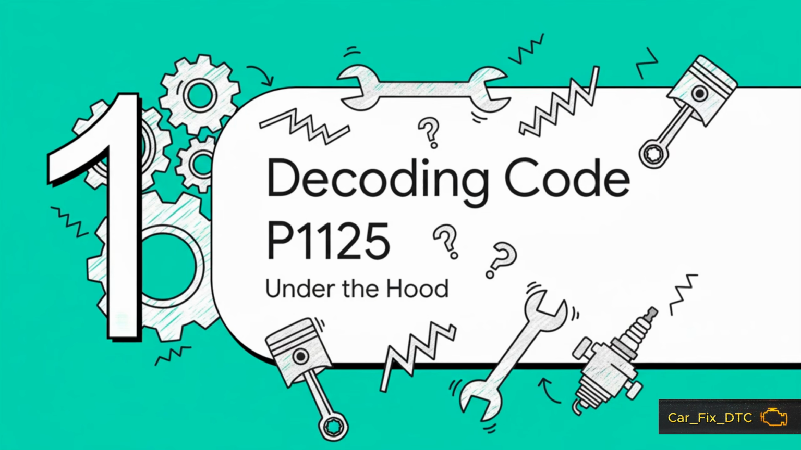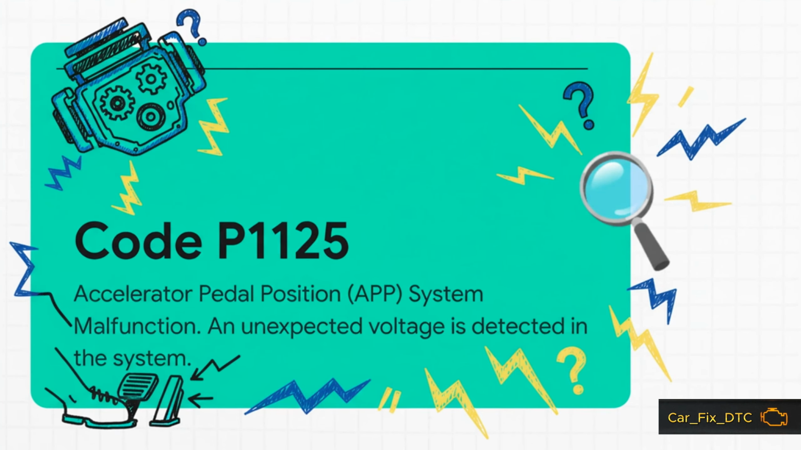Okay, so what is your car actually trying to say with this code? Let's decode the message and find out what's really going on under the hood. So, the fancy technical term is an accelerator pedal position system malfunction. But what does that really mean? In plain English, it means your car's computer, the brain of the whole operation, is getting some really confusing signals from your gas pedal. Something's getting lost in translation.